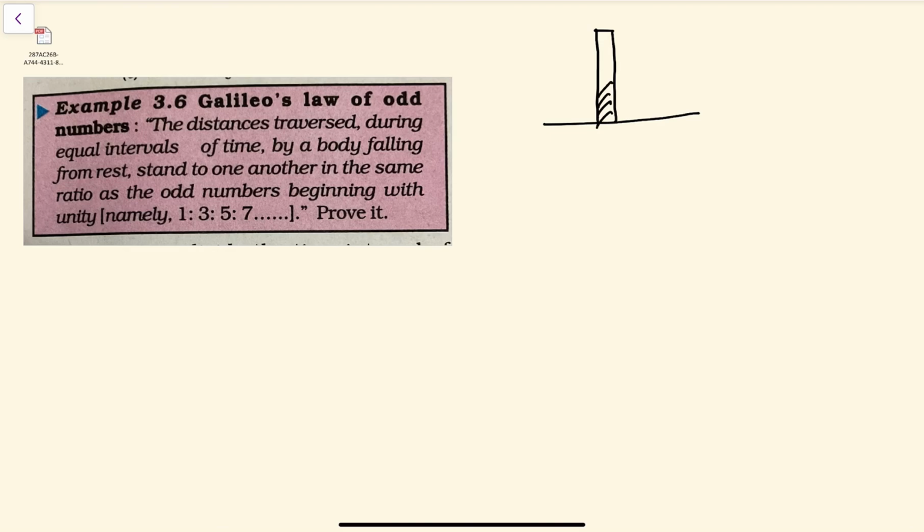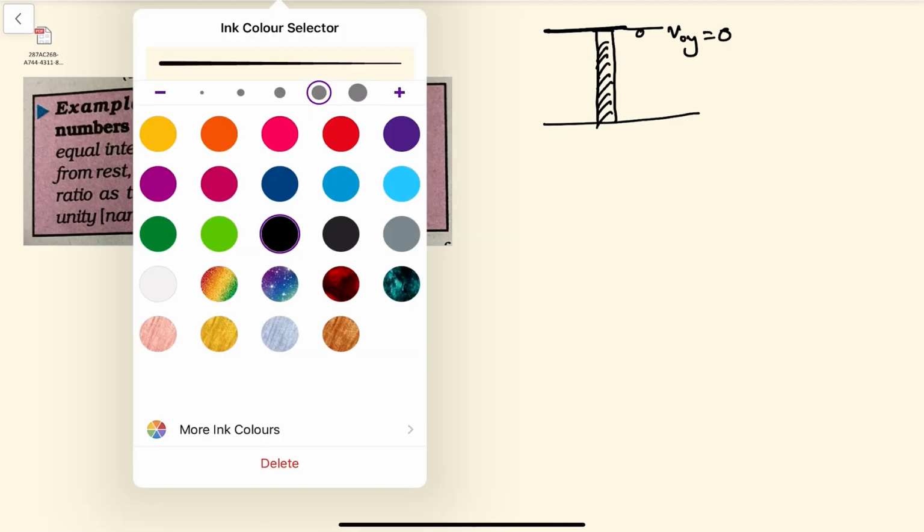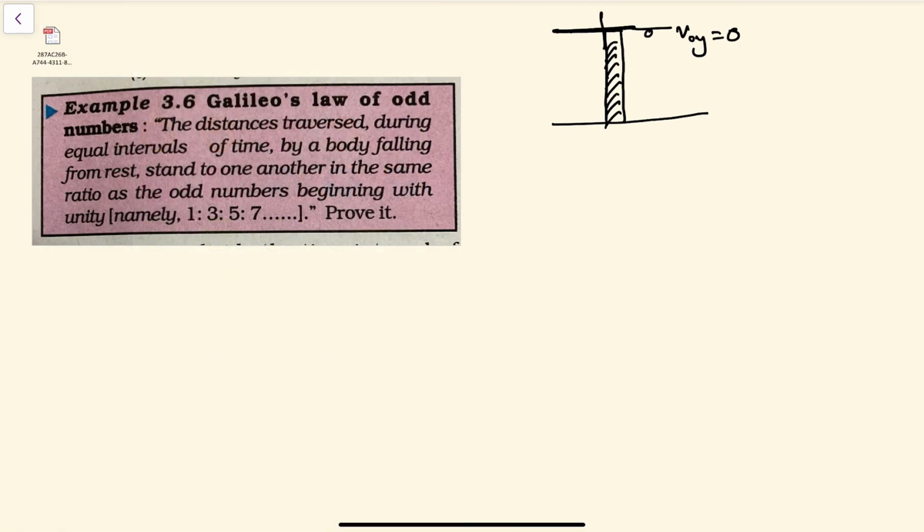See, this body is falling from a certain height. Of course v naught y is equal to 0 initially. If you are choosing this as the origin 0 comma 0, what is y naught? y naught is equal to 0 at time t is equal to 0.